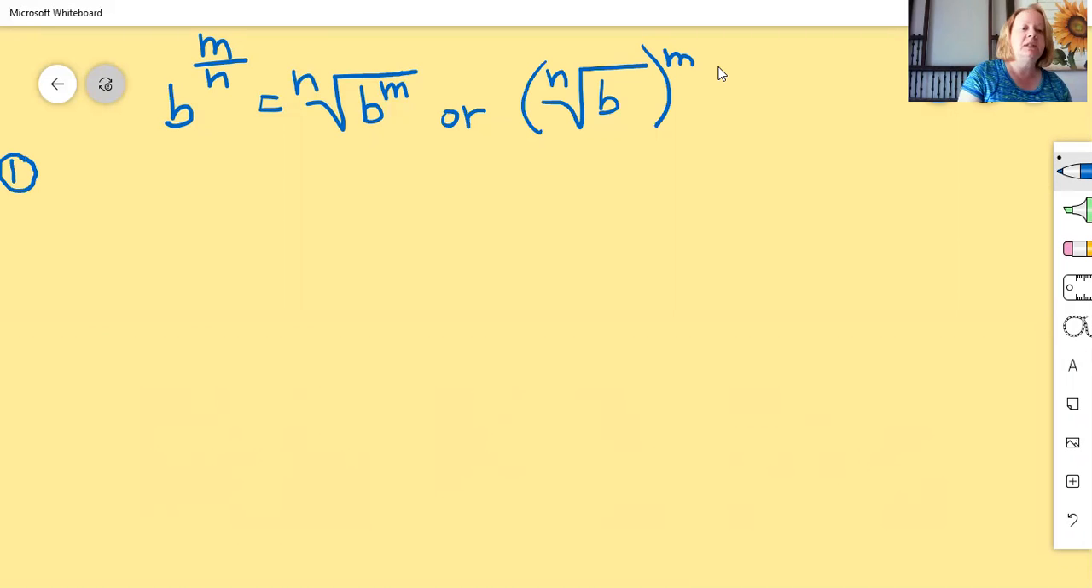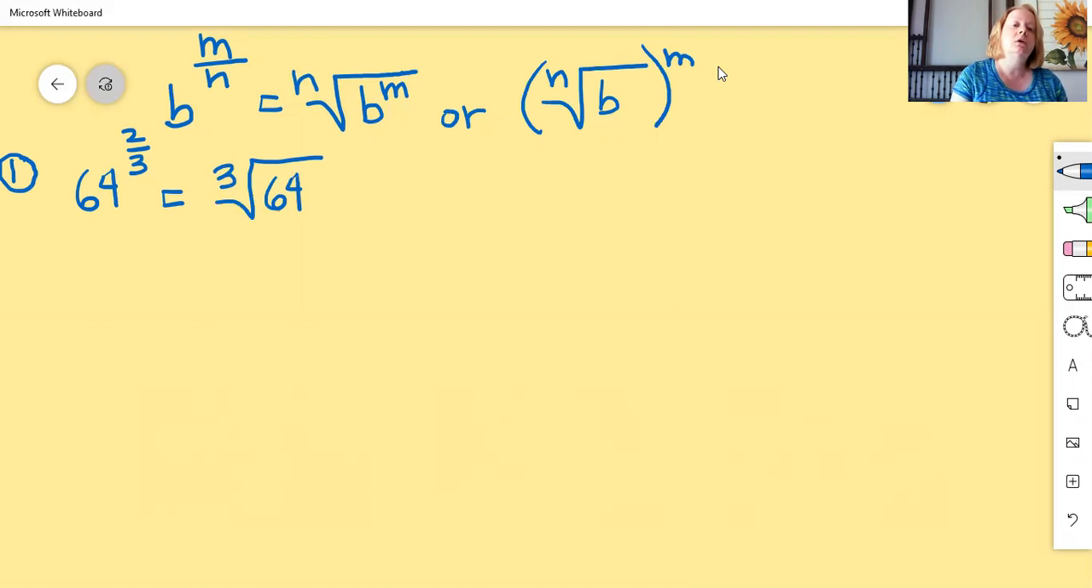So let's say we have 64 to the 2/3 power. So that means I'm going to have the cube root of 64, and I'm going to write it with the exponent on the outside here. So the 2 is going to go here. Well, we just did this problem. I know what the cube root of 64 is. The cube root of 64 is 4. So that's going to be 4 squared, which is 16.